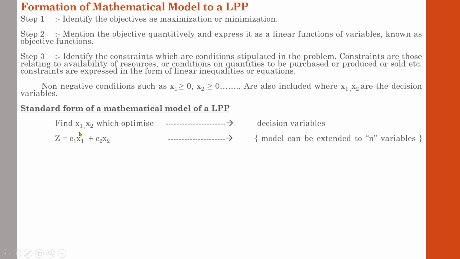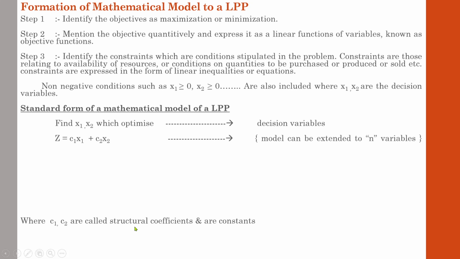So once your x1 and x2 are prepared, and you have identified the objective of the question, if it is related to profit or if it is related to cost, C1 and C2 can be easily found. Once you have found x1 and x2, you need to write down z equals C1 x1 plus C2 x2, where C1 and C2 are either related to the cost aspect or the profit aspect.